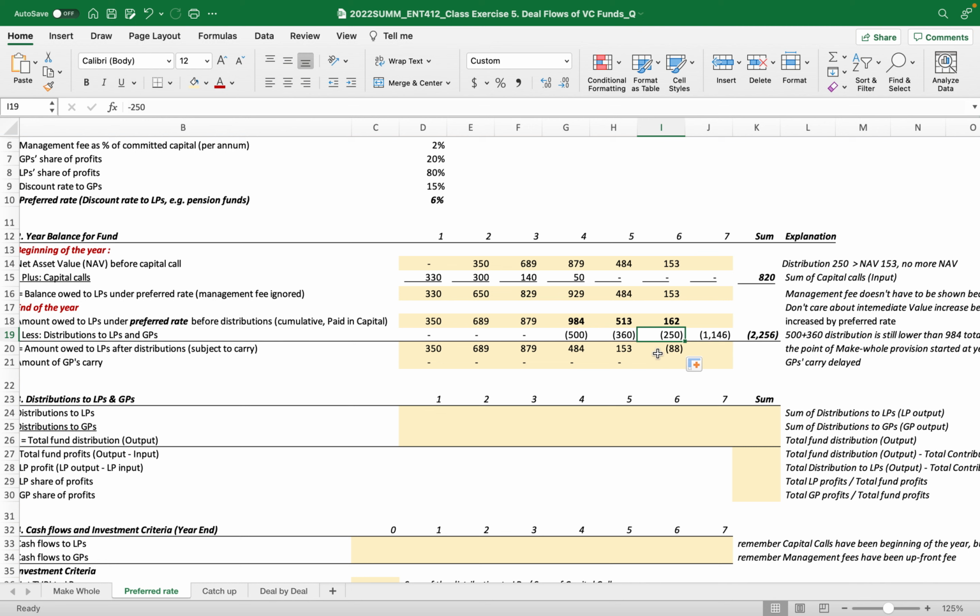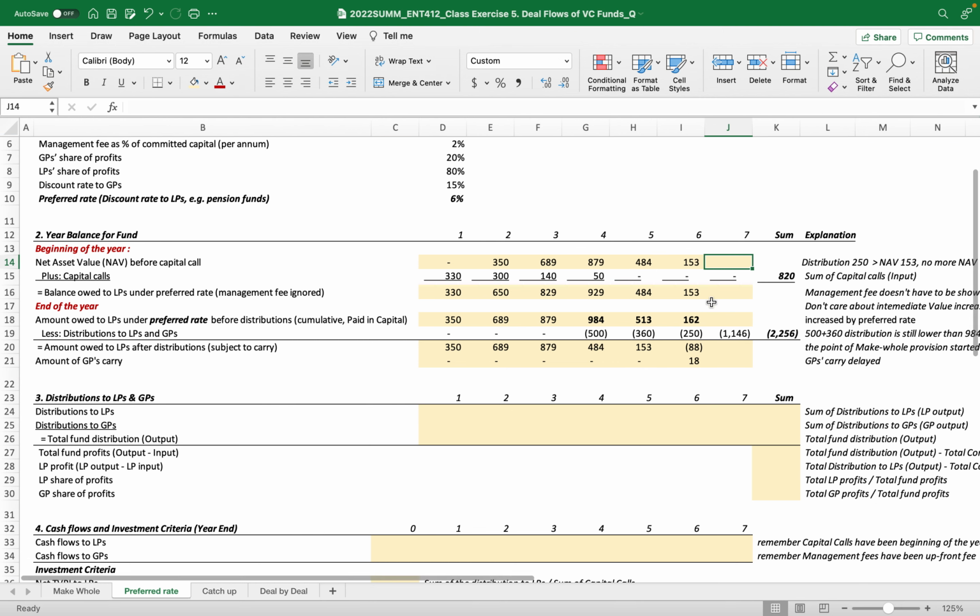So we have 88, which is the base of the GP's carry, right? So let's now calculate the GP's carry, 20%, which is given, right? Times from this. So 18 million will be distributed to the GP as a carry interest.